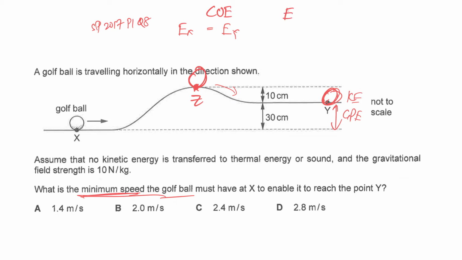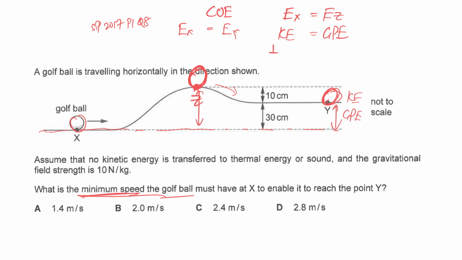So I can equate the total energy at point X to the total energy at point Z. I'm going to treat this dotted line here as my reference ground. Since the golf ball at X has no height, there's no GPE, so it's purely kinetic energy. For point Z, as I mentioned, the ball just barely clears the top, so I can treat it as there's no KE at point Z, only GPE. As long as I can find this speed, any higher speed will clear the highest point at Z and then reach Y.